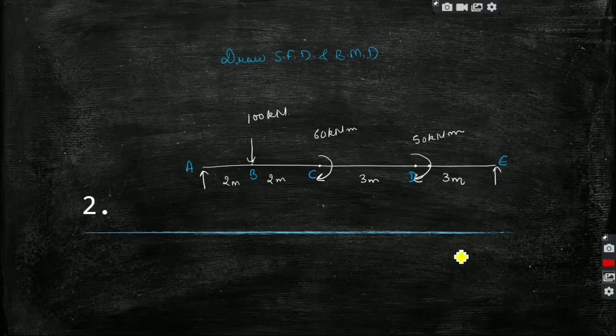Now we look at the second problem of a beam. In this beam, as you can see, we have a beam which is having support at A and E, and it is acted upon by only one concentrated force of 100 kN, and there are different bending moments acting. Bending moments are applied at these two points C and D of 60 and 50 kN magnitude. So how to solve such type of questions?